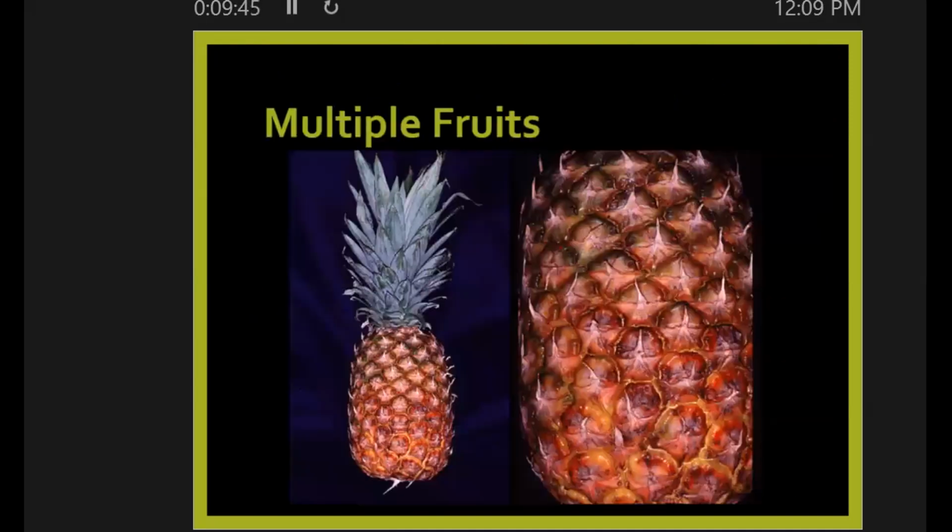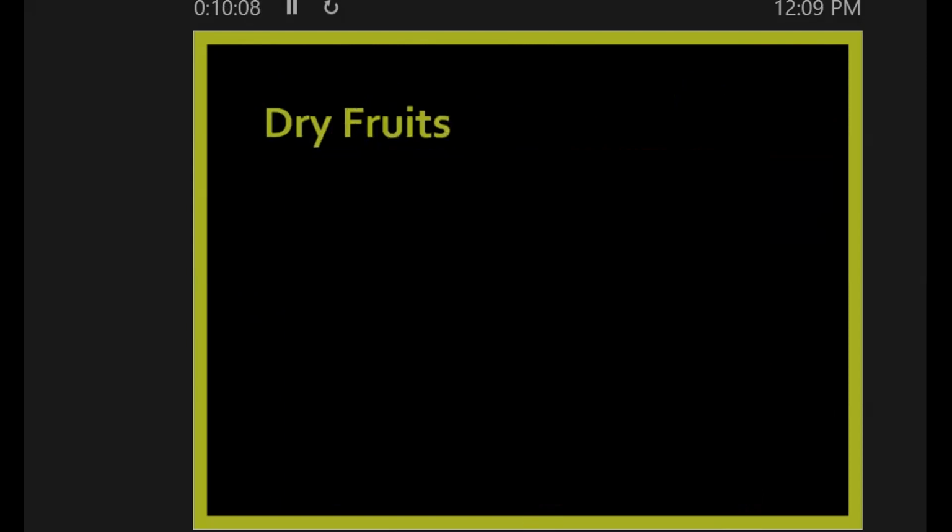And then the idea of a multiple fruit, pineapple, which we don't have growing around here in the wild, but we certainly have seen a lot of pineapple fruits at the grocery store. So each one of those, this is a big inflorescence, so multiple flowers all clustered together. They get, all the eggs get fertilized.